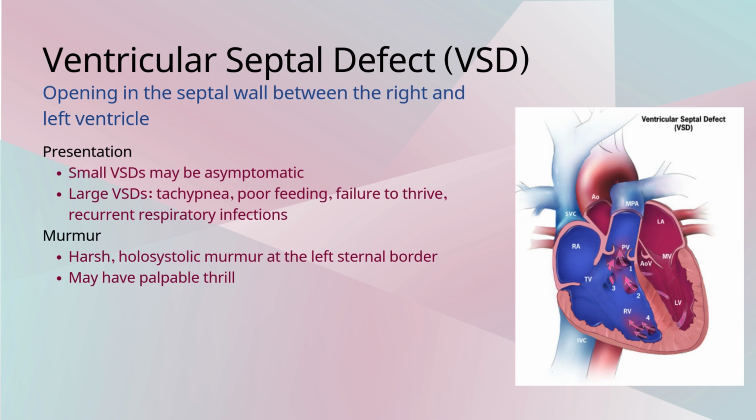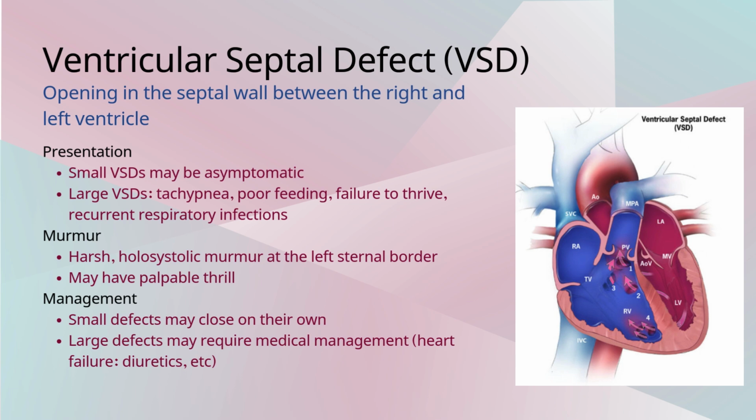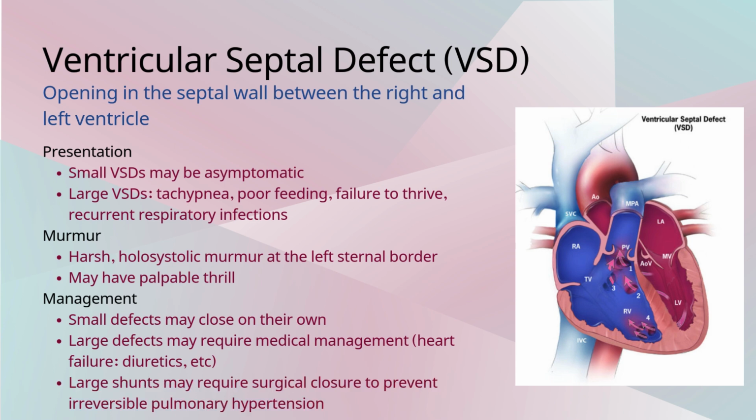Now, something to keep in mind about these murmurs, though, is that a smaller defect can sometimes have a louder murmur. And if you think about it, that makes sense because a larger opening is going to create less turbulence than a smaller opening. For management, small defects may close on their own, so if asymptomatic, they can likely be monitored. But large or symptomatic defects require medical management. And here we're talking about treatment for volume overload and heart failure, so things like diuretics and other pharmacotherapy, nutrition therapy, things like that. If there's a significant shunt, surgical closure may be needed to prevent progression to the Eisenmenger syndrome, which can cause irreversible pulmonary hypertension if not treated.